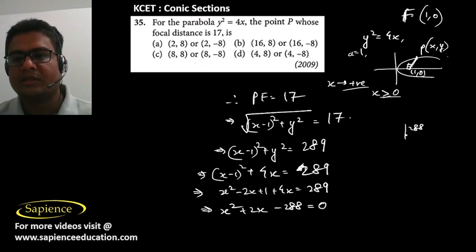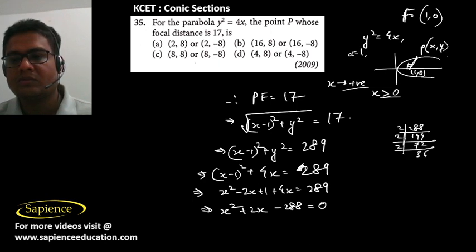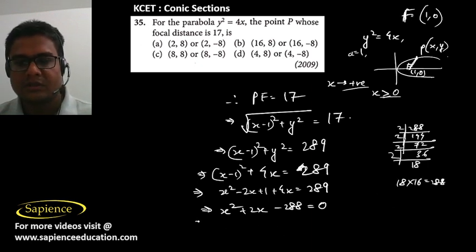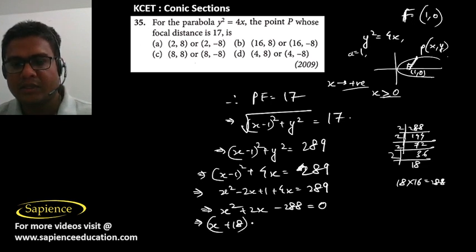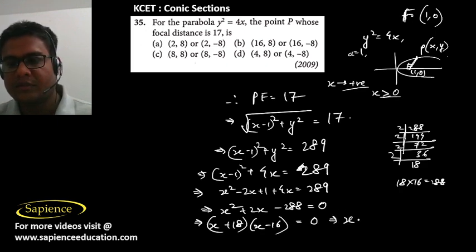So 288, if I do the prime factorization, 2 1s are 2, 2 4s are 4, 2 7s are 14, 2 to the 4, then 2 3s are 6, 2 6s are 12, then 2 18s are 36. So this is 4 4s are 16. So 18 into 16 is 288. So therefore I can say this will be (x plus 18) into (x minus 16), that is equal to 0. It means x can be equal to 16 or minus 18, but minus 18 I can't take. Therefore x should be equal to 16.